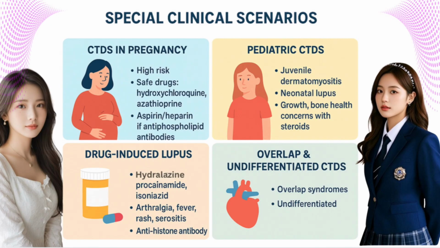immunosuppressants. Vignette example: a 10-year-old girl develops heliotrope rash and cannot climb stairs. CK is high, MRI shows myositis. She responds well to steroids and methotrexate. With early treatment, disability is prevented.